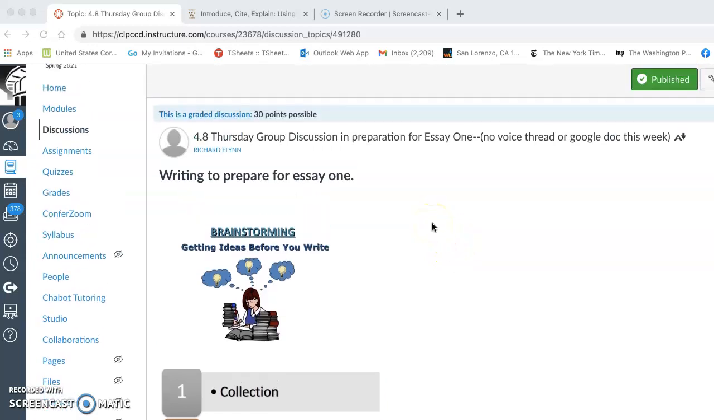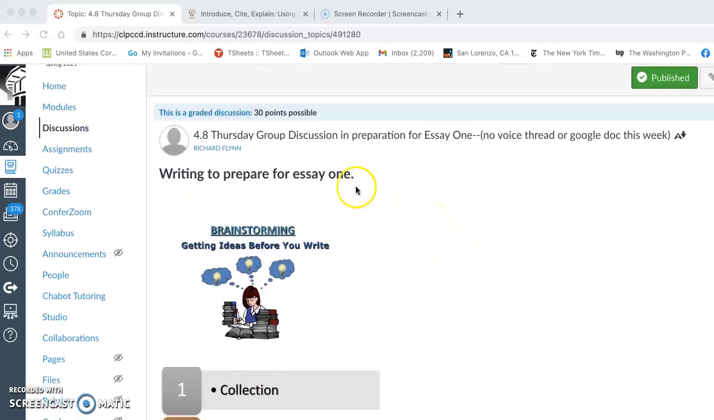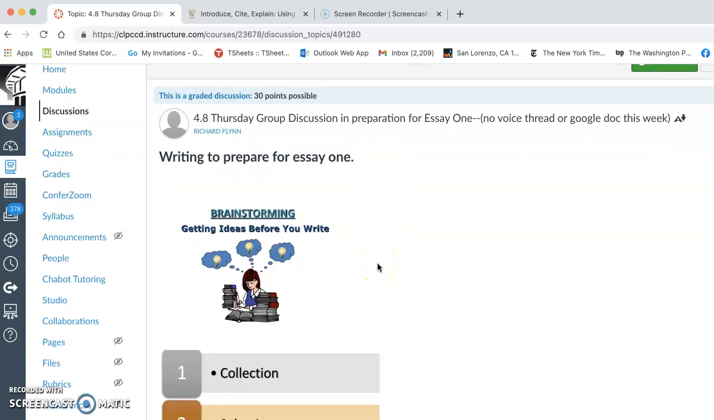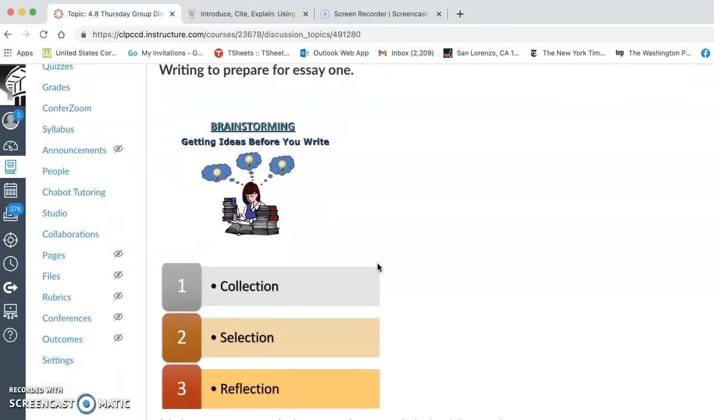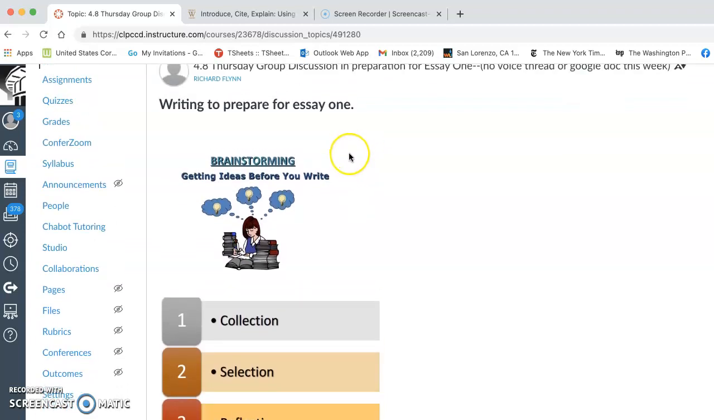Well, let me explain what's due on Thursday. I wanted this to be a group discussion, but that's not going to work here because of some of the Canvas logistics. So the whole class is going to work as a group, if you will, and contribute to the discussion. But I'm going to have you write two paragraphs, and there's a process for writing a paragraph.